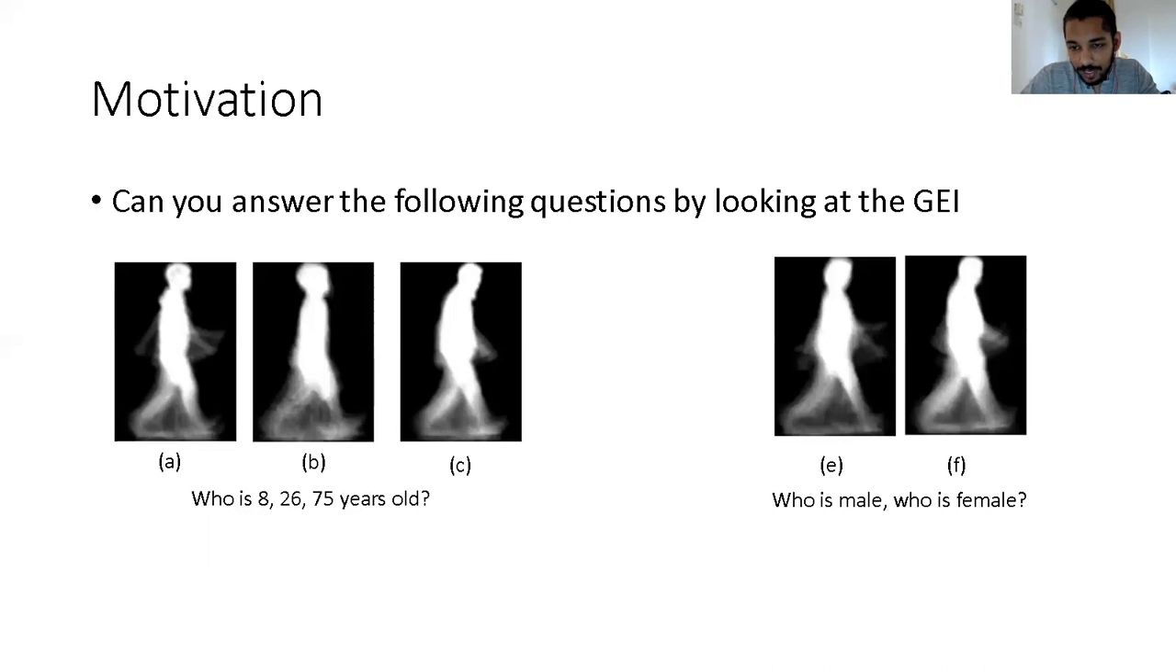Similarly, now looking at these two images, can you say who is male and female? Yes, I think you can. So here, just by looking at the gait energy image, you could predict the age and the gender of the person. So in these gait energy images, you have a silhouette of the person. Looking at that, you can see their posture as well as how they walk.